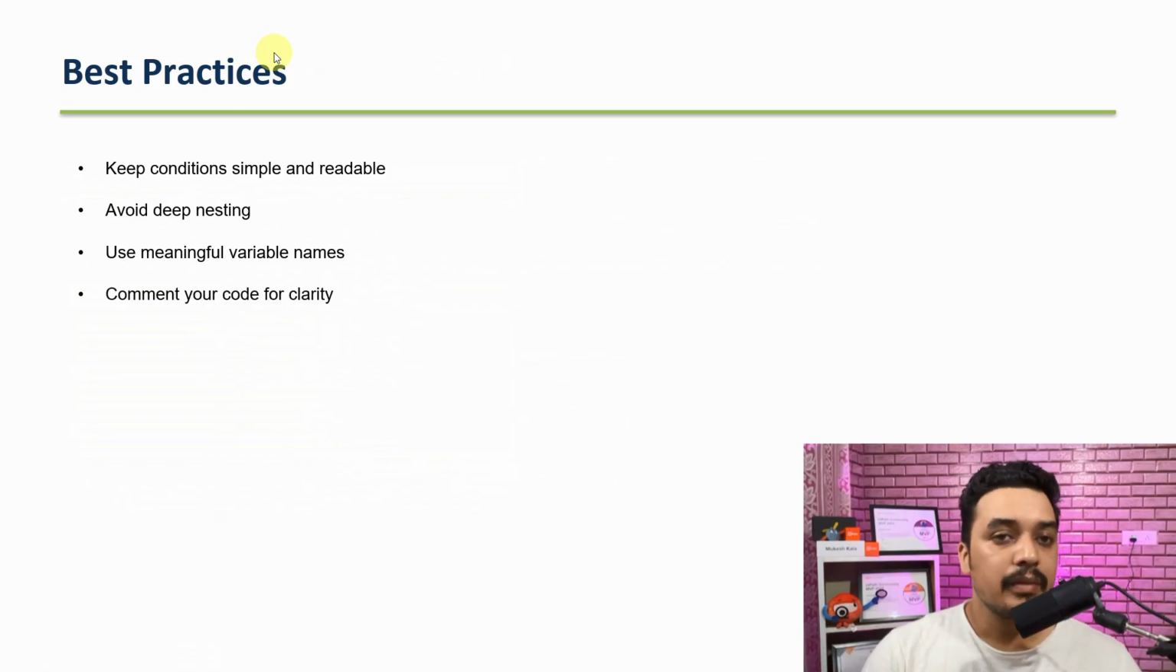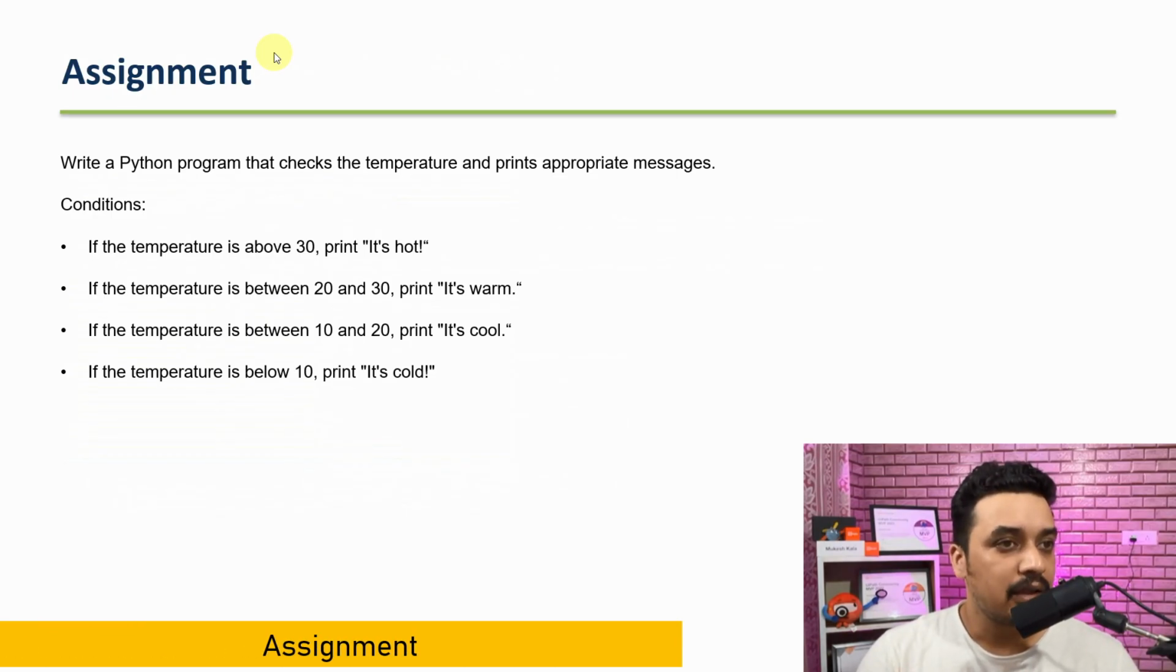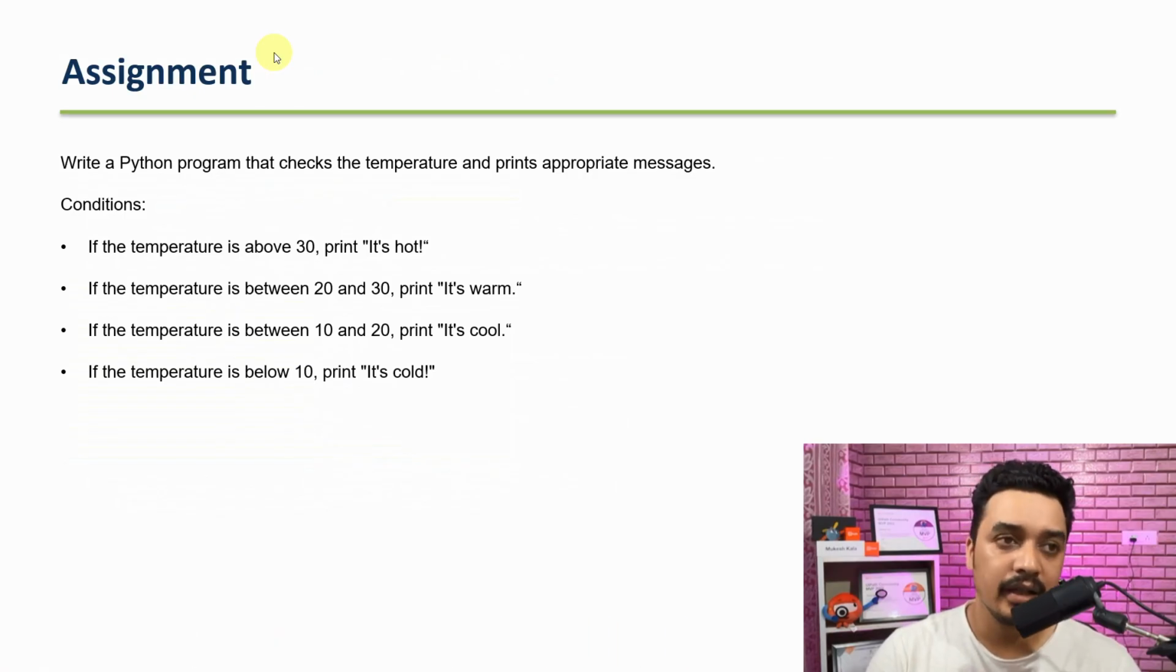Before I wrap up this video, I have a quick assignment for you which I want you to try yourself. You have to write a Python program that checks the temperature and prints the appropriate message. If the temperature is above 30, print it's hot. If the temperature is between 20 and 30, print it's warm. If the temperature is between 10 and 20, say it's cool. And if the temperature is below 10, say it's cold.